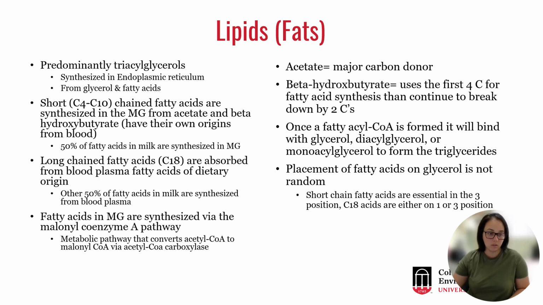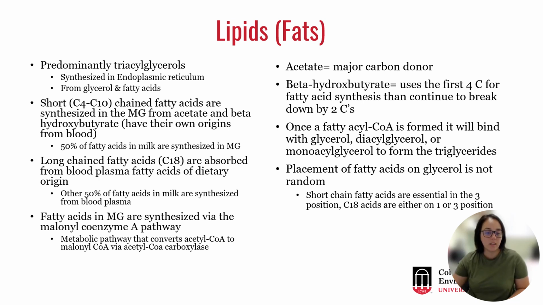Those triacylglycerols are formed from short chain fatty acids that are synthesized in the mammary gland from acetate and beta-hydroxybutyrate. These two, the acetate and beta-hydroxybutyrate, have their own origins in the bloodstream. When I say short chains, I mean the C4s through the C10s, so 4 carbons to 10 carbons, which are technically considered short chain fatty acids. Again, they are synthesized in the mammary gland from acetate and beta-hydroxybutyrate, which come from the bloodstream.